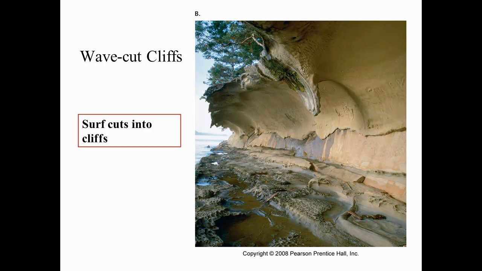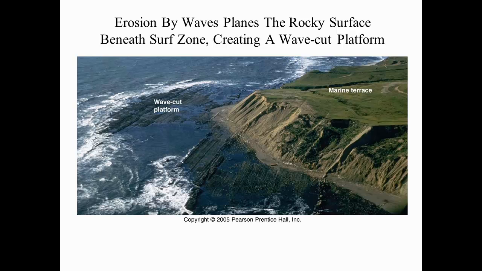Now here, for an example, is a wave-cut cliff, which forms when the surf erodes directly into the cliffs. And over time, the overhanging rocks will eventually collapse into the sea, and the entire coastline will simply migrate landward as a result. Notice in this particular figure that there's no beach whatsoever. Any sediment that is deposited is quickly removed by the strong wave action that's occurring within this particular location.